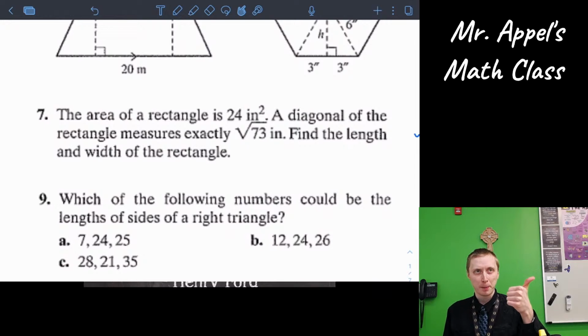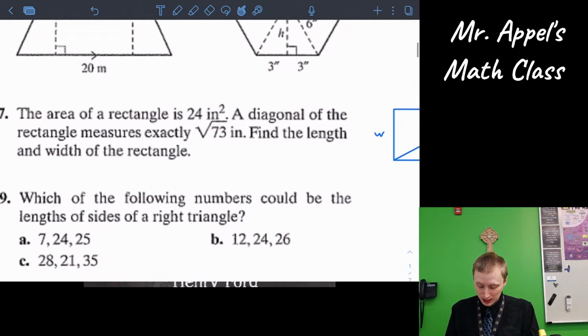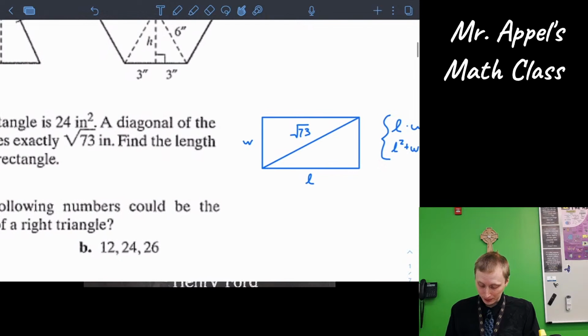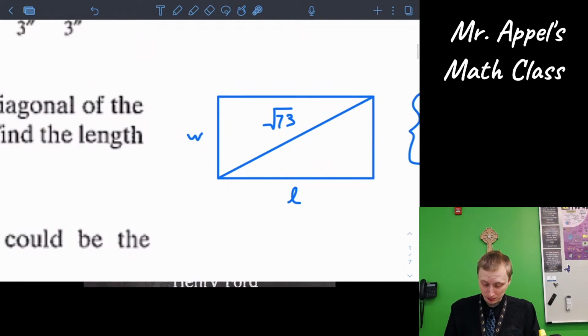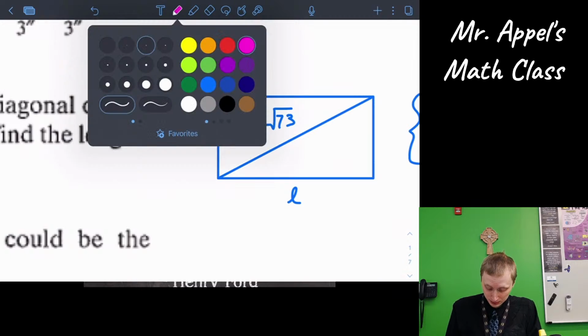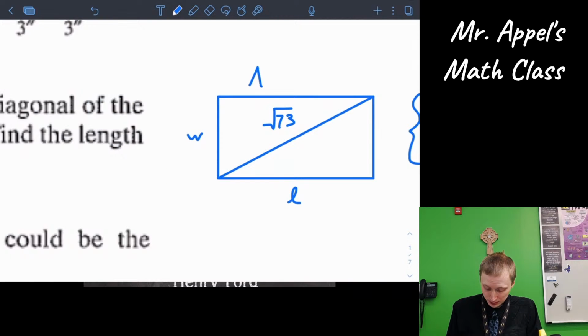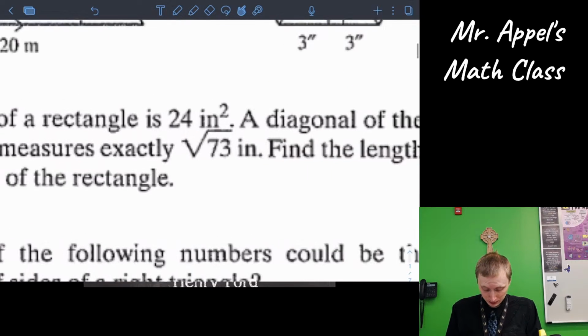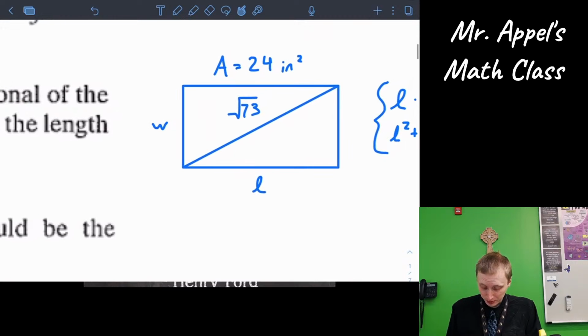Strategy number 1. Is it number 1? Well, the first one we will use here. Draw a picture. Okay? Here is my rectangle. What do I know about it? I know the area is 24 inches squared, right? We know the diagonal length there, and we're supposed to find length and width.